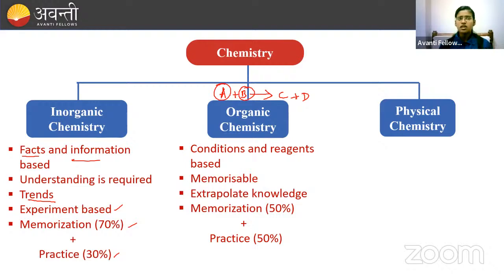The reagents can be many things. While discussing the organic chemistry lesson, you will get to know which reagents are used there. And the conditions: conditions means the temperature and pressure which we need to follow while doing the reaction. So more conditions and more reagents will be used in organic chemistry, and those are memorizable. You have to extrapolate your knowledge, and remember, 50% memorization and 50% practice is needed.